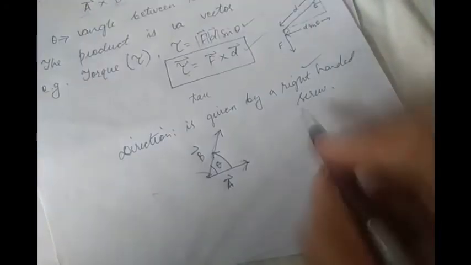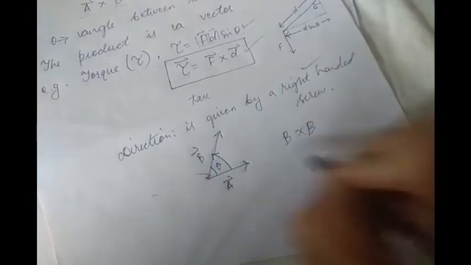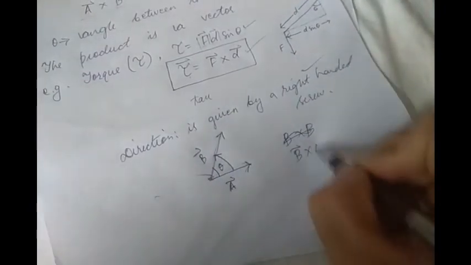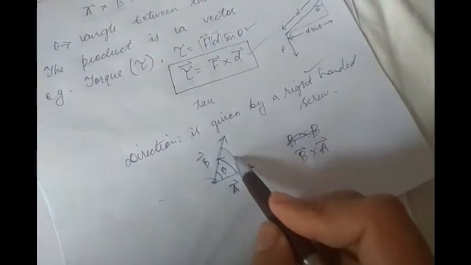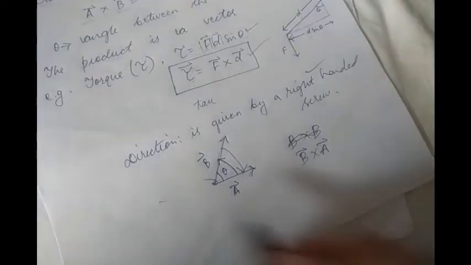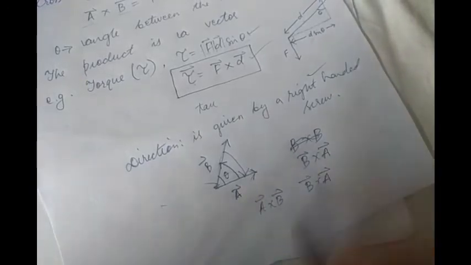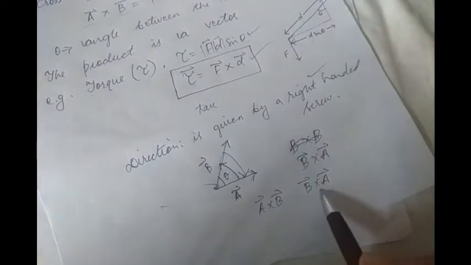If the question was to find B cross A, sorry, I've written B cross B. If the question was to find B cross A, then you'd rotate the right-handed screw from B to A, in which case your right-handed screw would go in. So the direction of B cross A will be perpendicular to the plane of the paper, of course, but going inward. So you can see the direction of A cross B and B cross A are different. This is perpendicularly coming out, this perpendicularly going in.